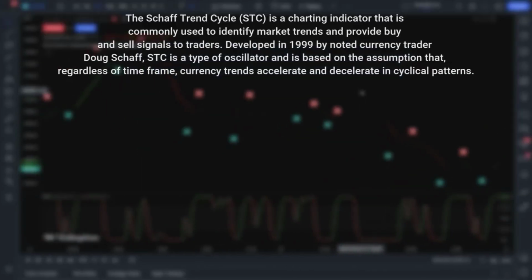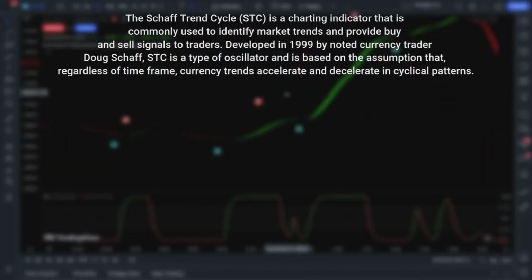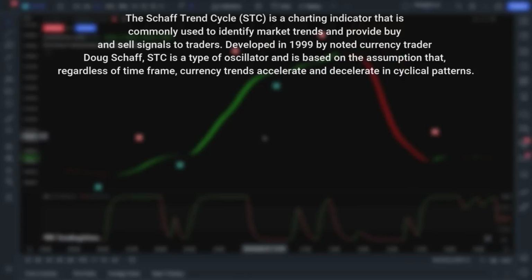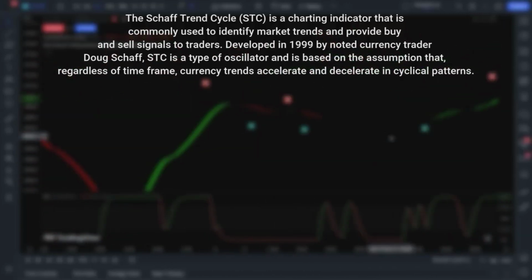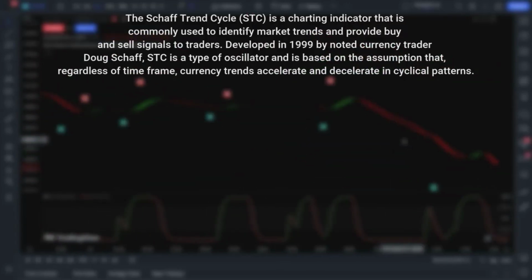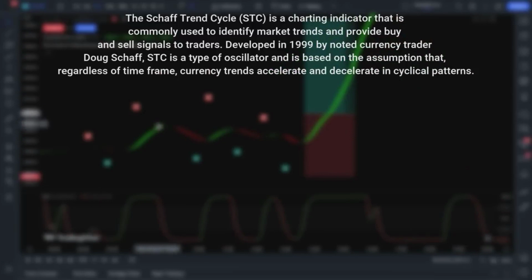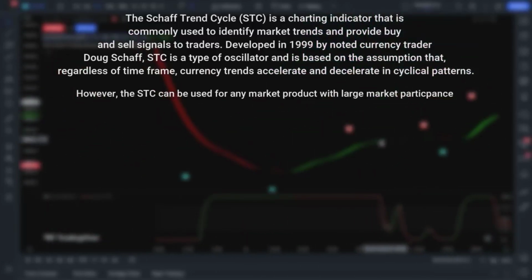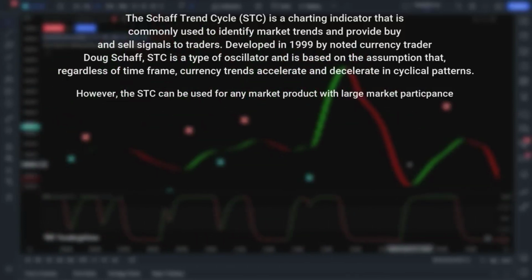The STC is a charting indicator that is commonly used to identify market trends and provide buy and sell signals to traders. Developed in 1999 by noted currency trader Doug Schaff, STC is a type of oscillator and is based on the assumption that, regardless of time frame, currency trends accelerate and decelerate in cyclical patterns. But the indicator also works perfectly well with other market products that aren't forex.